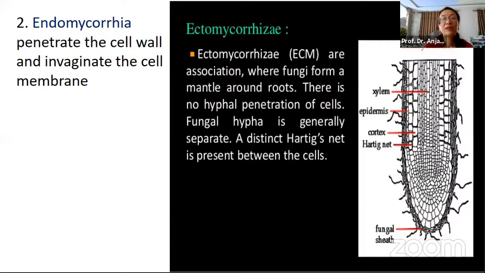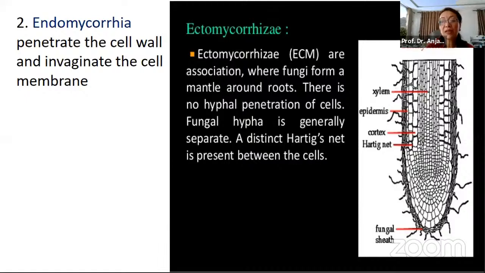Similarly, here I have this picture. I'm very sorry for this, the picture has been exchanged. The earlier one was with the endomycorrhizae, and this one is for the ectomycorrhizae. The difference between endo and ecto is that in the ecto, the fungus grows outside the root surface, but it does not penetrate within the cortical region of the root cell.